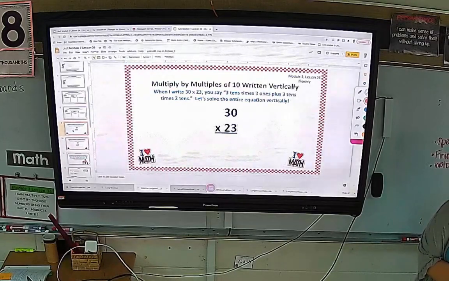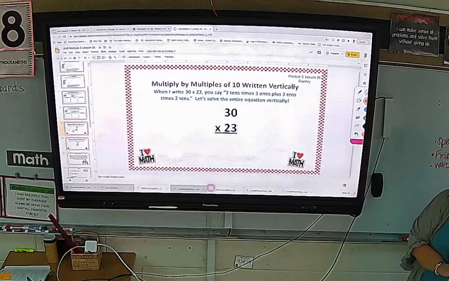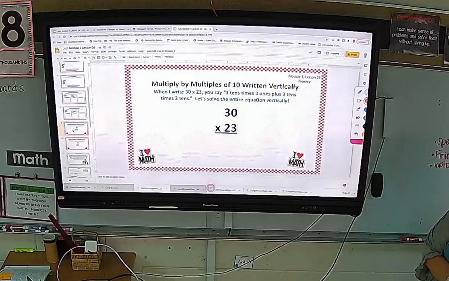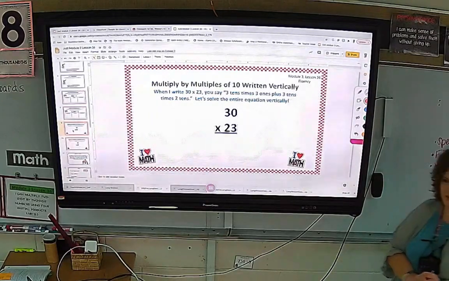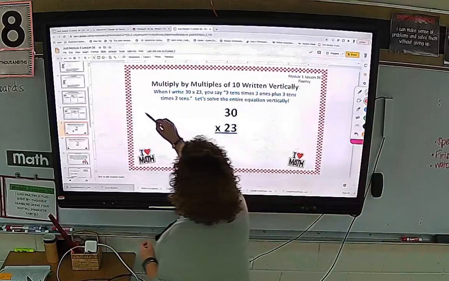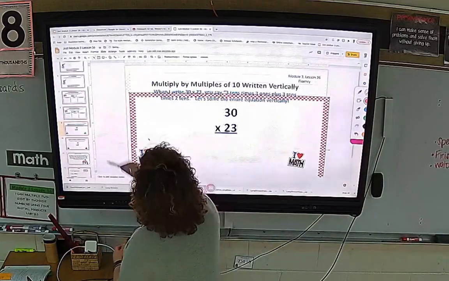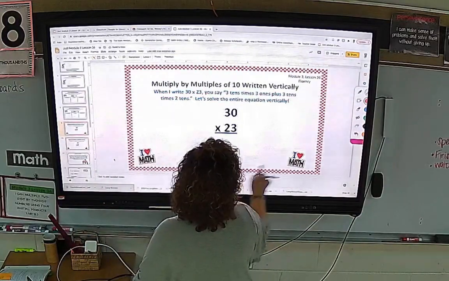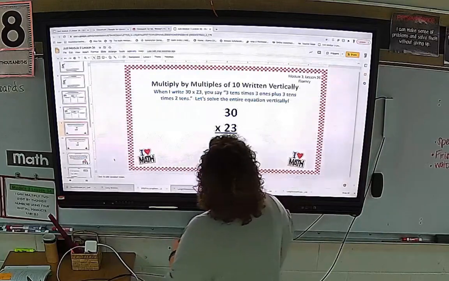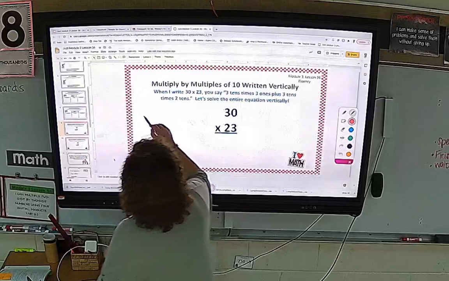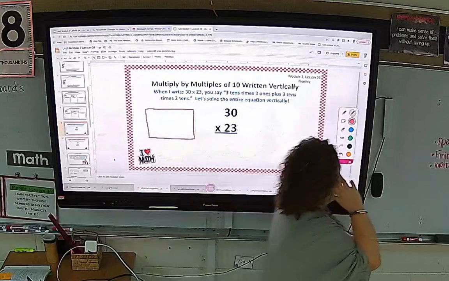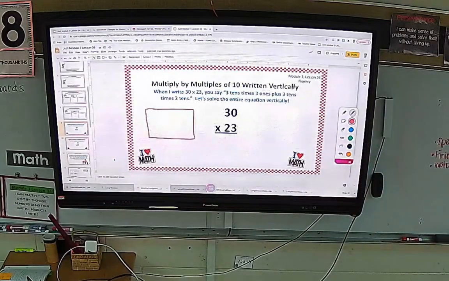What did we do with a problem like this yesterday? Yeah, what did we do? We did a rectangle. What was that called? Do you remember? What model did we use yesterday? Area. Yeah, area model. Okay, so let's draw a rectangle. Remember, kind of like the 3 bears, we don't want it too large, we don't want it too small. We want to be able to write in the boxes.